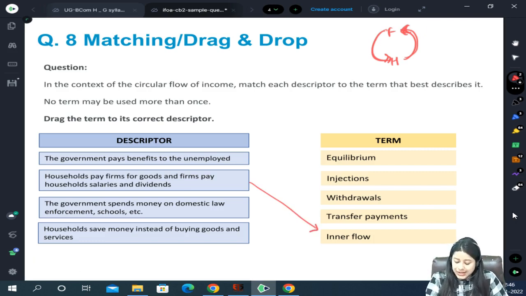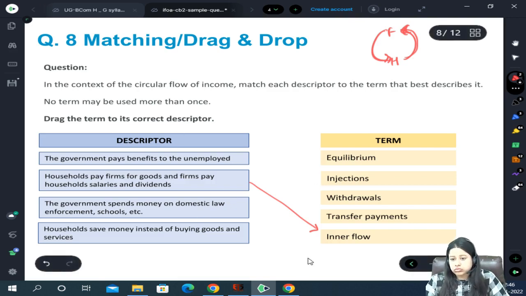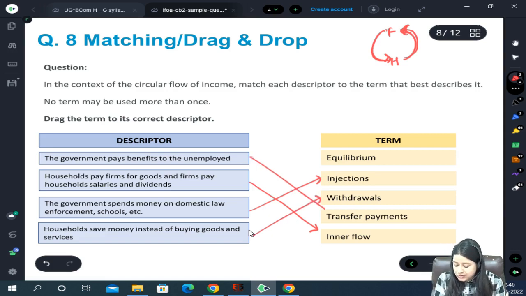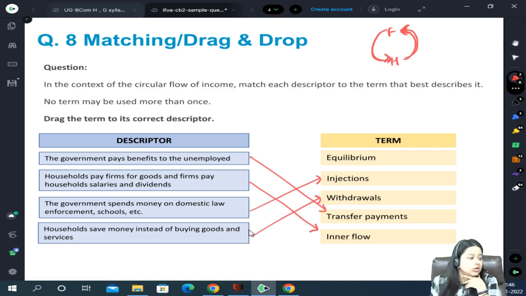Okay? Next option, the government spends money on domestic law enforcement, schools, etc. You might, I think, be able to drop. Now, isko drop karke idhar. Haan, possible. Very good. This is injection, government expenditure. Household saves money instead of buying. Savings. Household savings is a withdrawal. अब पता चल गया. So now you know this is transfer payment. Equilibrium तो है ही नहीं. This was the confusion. Clear?